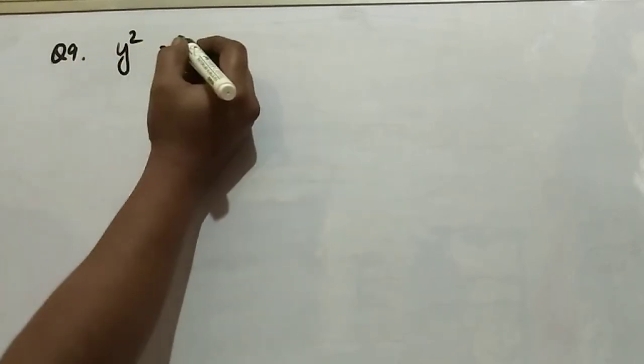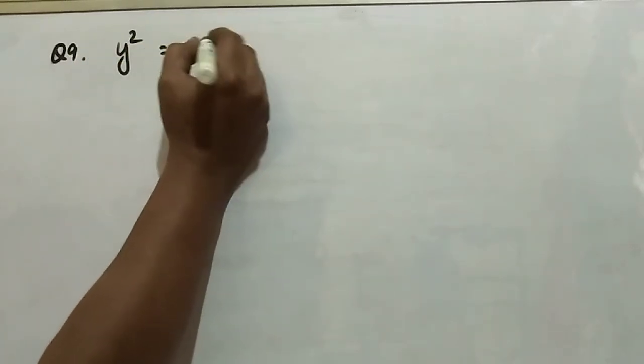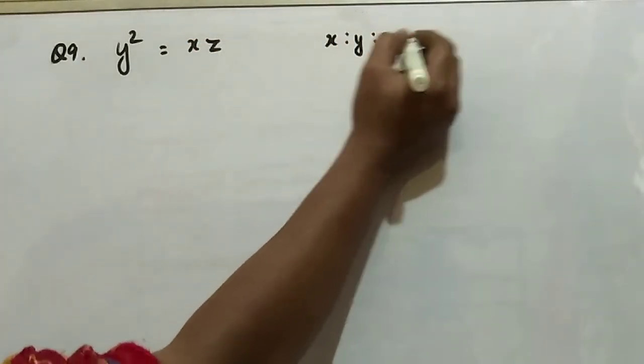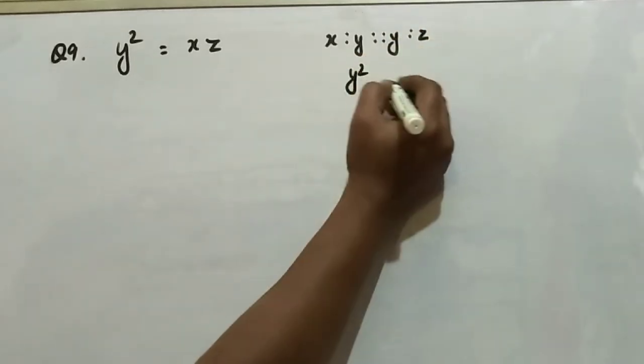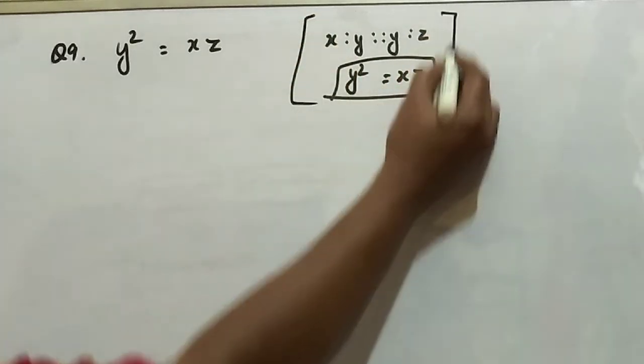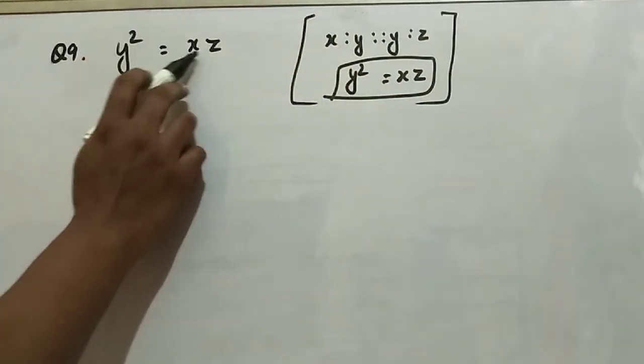Question number 9. If y is the mean proportional between x and z, show that xy plus yz is the mean proportional between x square plus y square and y square plus z square. What is given? y is the mean proportional. So, y square is equal to x into z. See, x, y, y, z. Therefore, y squared is equal to xz. Mean proportional. Clear? So, y squared is equal to xz.